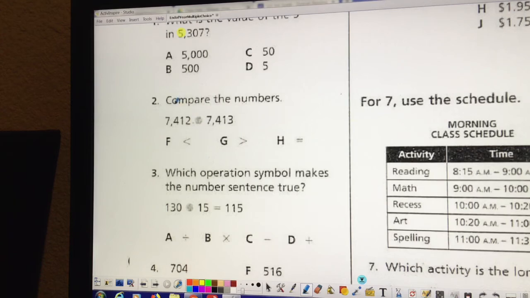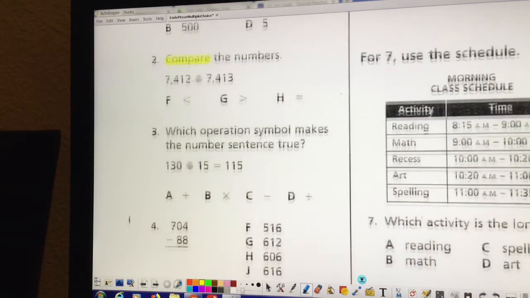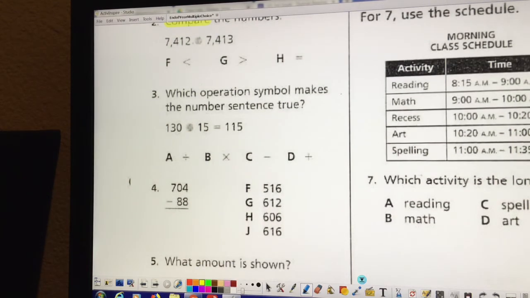Number 2, you're going to compare the numbers. Remember, the inequalities always eat the bigger number. So tell me which one's bigger. Number 3, which operation symbol makes the number sentence true? Okay, so I have 130 and 15. What do I have to do to these two numbers to get an answer of 115? Am I going to divide, multiply, subtract, or add?